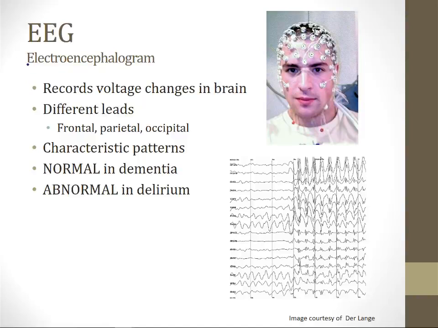An EEG, or an electroencephalogram, is a recording of the electrical activity in the brain. It's similar to the EKG in the heart. So the idea here is that you put leads on the patient's head and you record voltage changes in the brain.